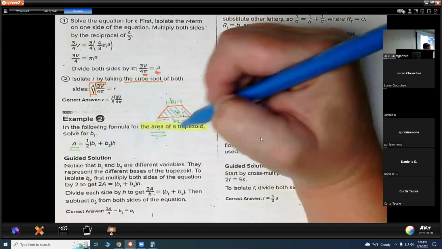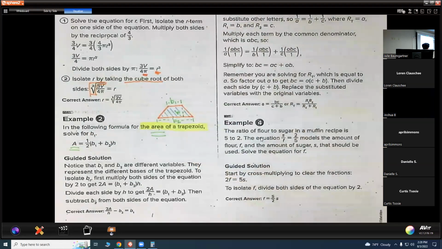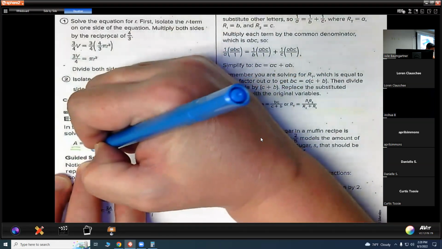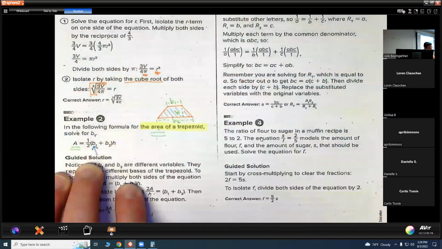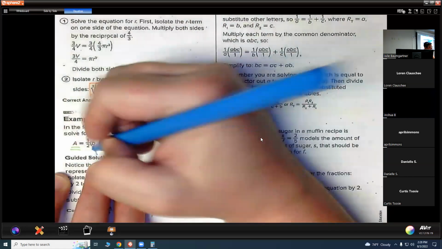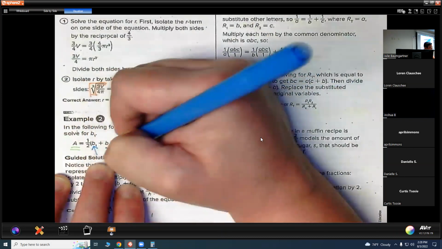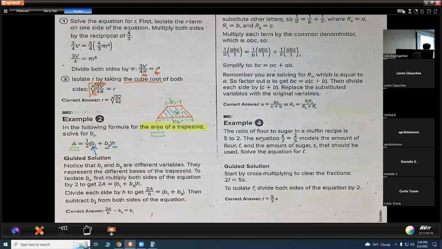So in order to know what the blue shaded area is, we have to know the length of base 1, length of base 2, and the height of the trapezoid. Okay, now what they want us to do is take our formula and isolate B1. So we know the area, we know the length of one of the bases, and we know the height. So we need to know the length of the other base. Sorry, Eddie, is it too small? No, it's good.